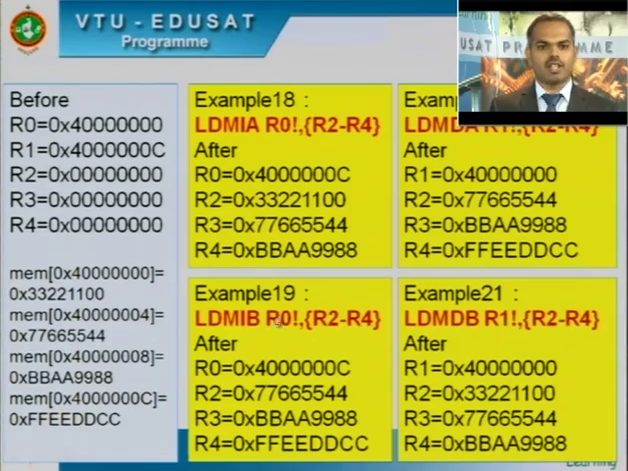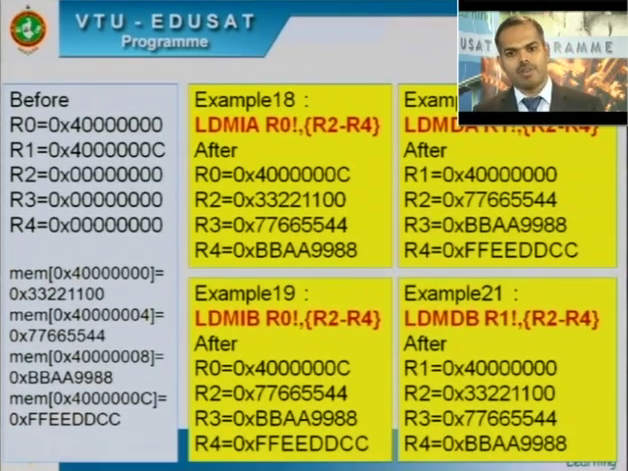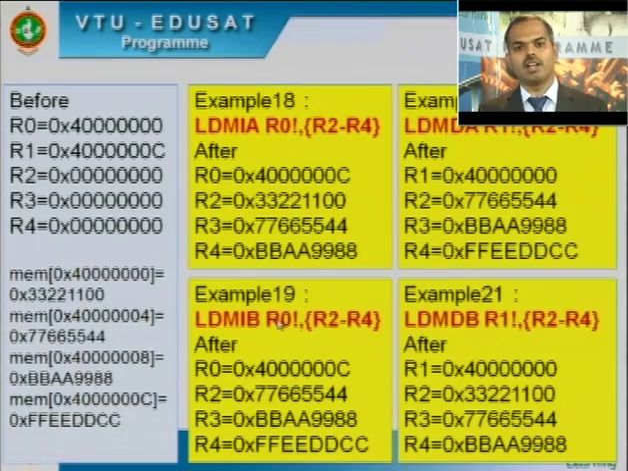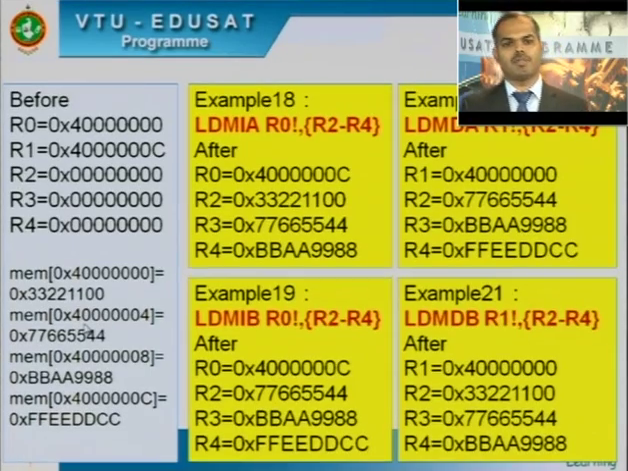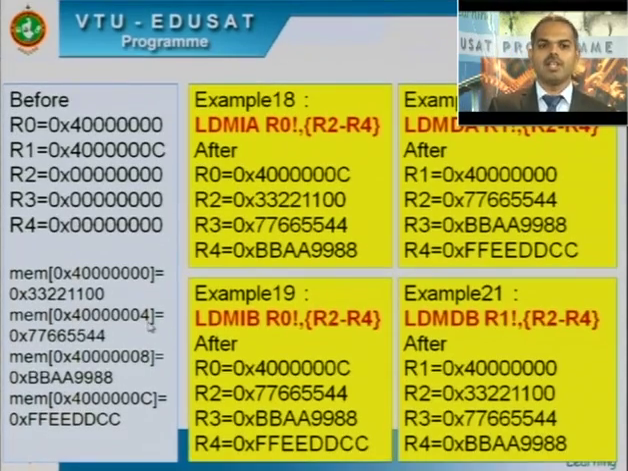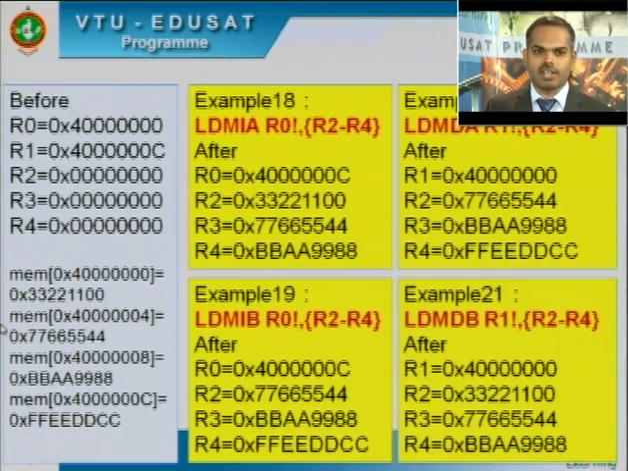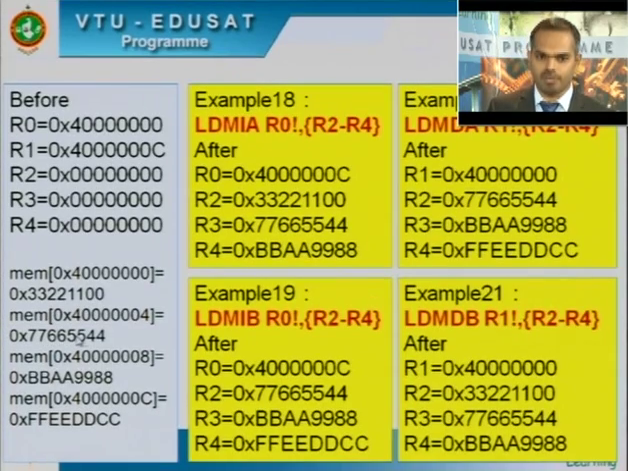Let's see if R0 is holding the value 0x40000000, or 4 followed by 7 zeros. That 4 followed by 7 zeros increments before copying the value to the R2 register. So R0 holds 4 followed by 7 zeros, and it increments before executing the copy. R0 becomes 0x4 followed by 6 zeros and 4. The value of that location, 77, 66, 55, 44, gets copied to R2.